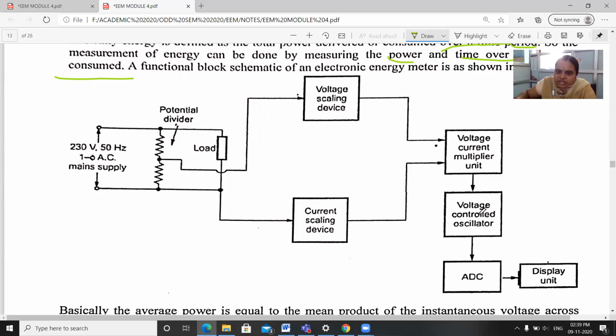Then the voltage controlled oscillator. Just observe here, when I multiply, what will I get? V into I. P is equal to V into I, which is nothing but our power. Then the voltage controlled oscillator is used, then the analog to digital converter, then a display unit is used.